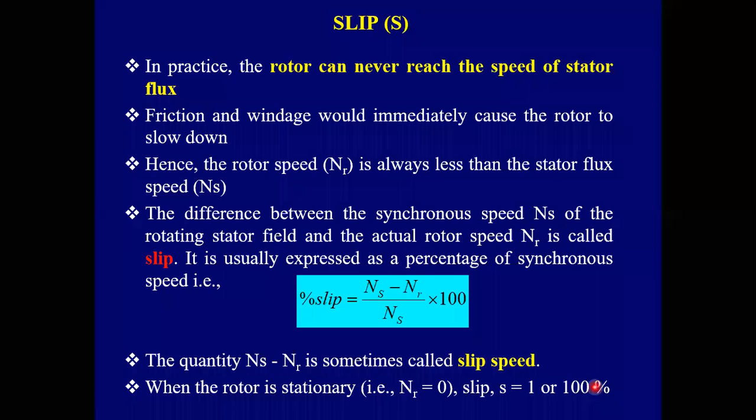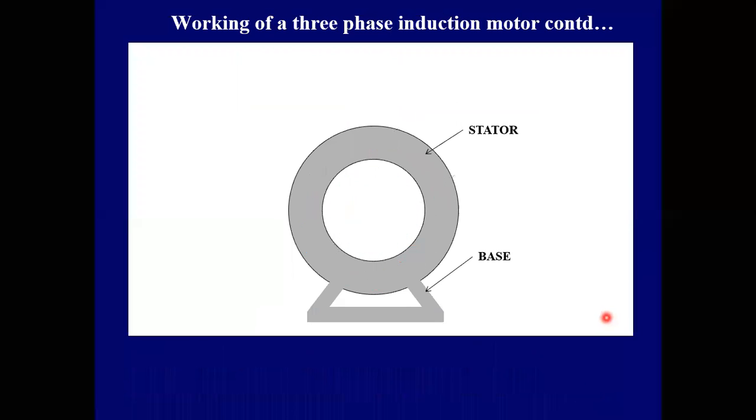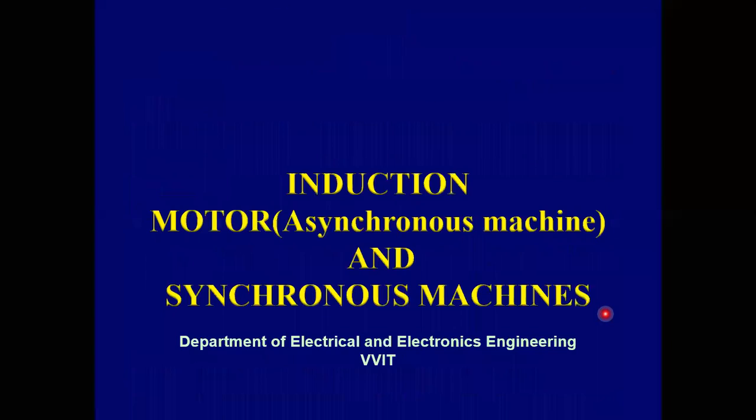Now see my question at the starting of the class. I wrote something: induction motor is an asynchronous machine. Why is it asynchronous? Because the rotor speed cannot be equal to synchronous speed. I'm once again repeating, guys. Please listen. The rotor speed, that is Nr.